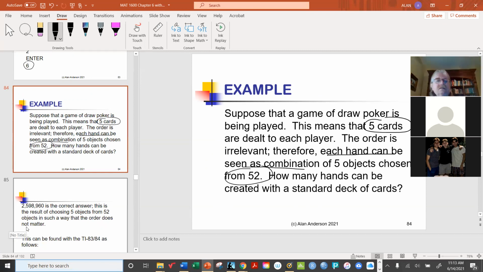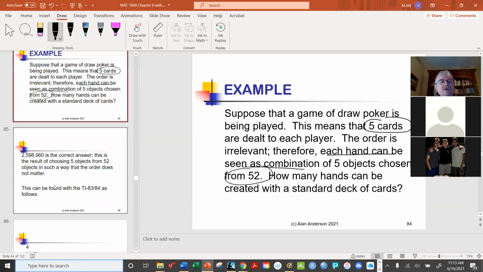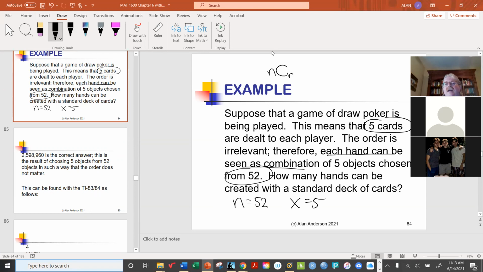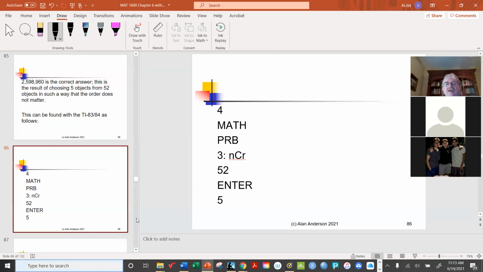Well, clearly, you're using the combinations formula. N is 52, and R, or X, we'll call that X. The calculator calls it R. We've been using the letter X. The calculator, remember, calls it R. It doesn't matter. N is the number of objects. The R or X is the number you're choosing. Well, let's plug in the numbers.